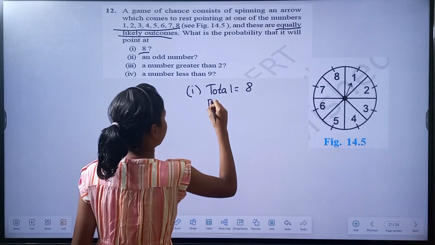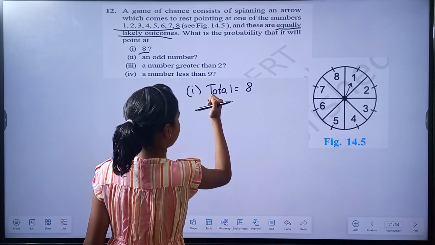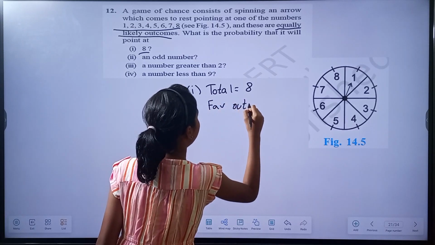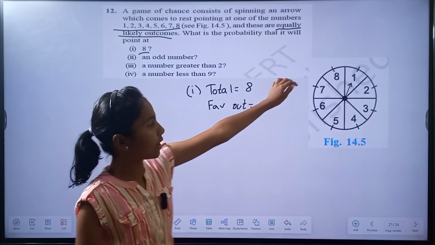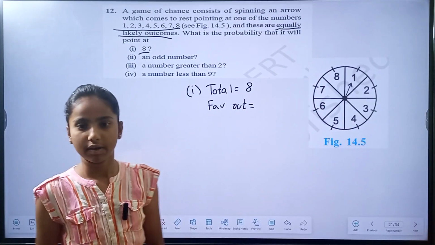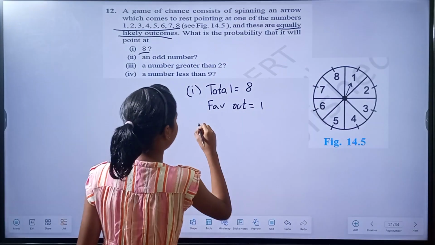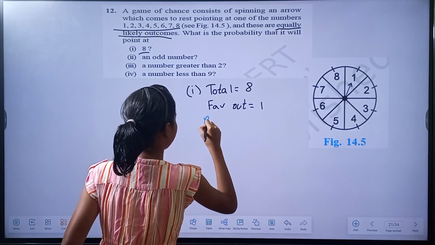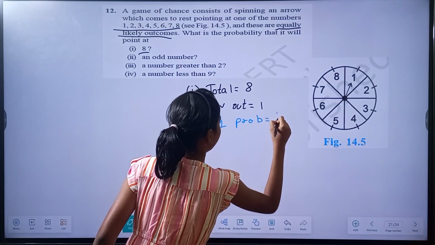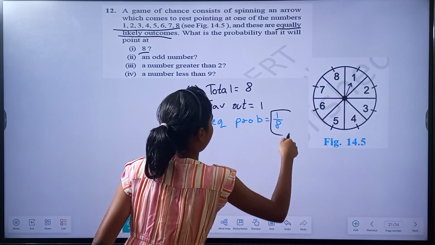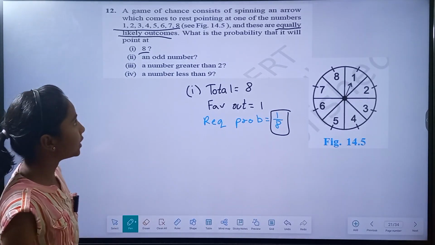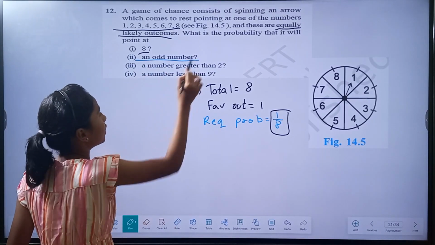Next, favorable outcomes. Favorable outcomes are to point at an 8. We have one 8. So if the arrow points at that 8, we have only one way. So we have favorable outcomes one way. And the required probability is 1/8.